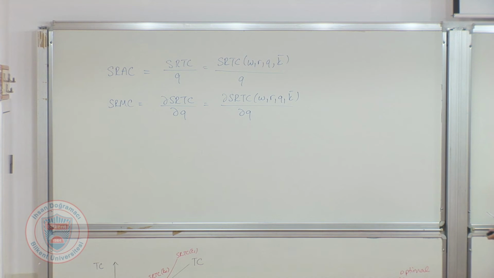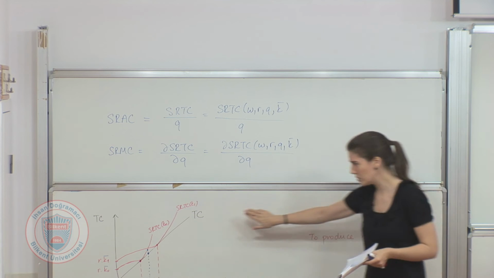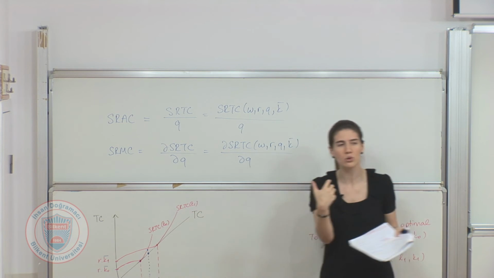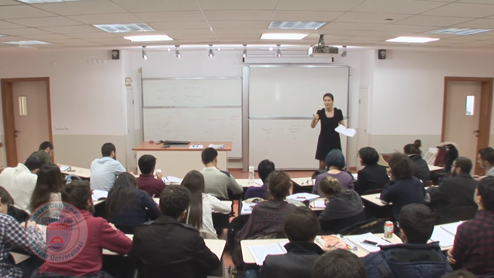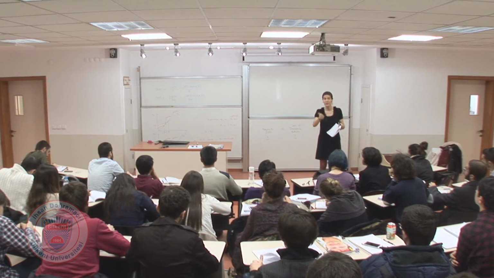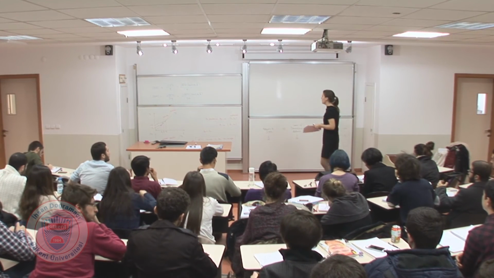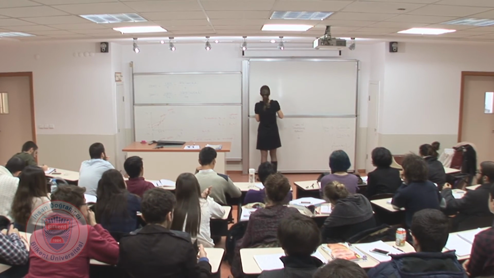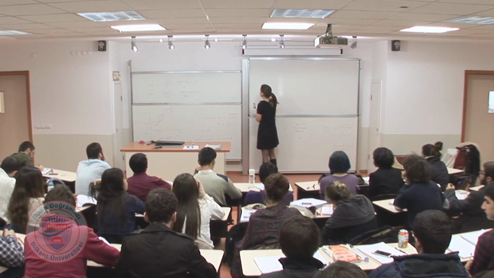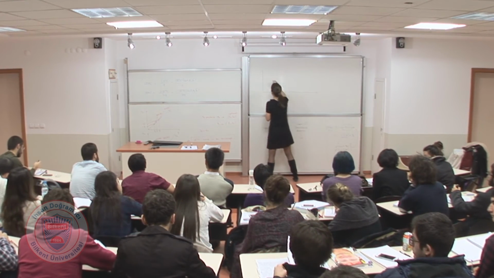So now let me draw the relationship. Here I drew the relationship between the total cost curve and the short run total cost curve. Now let me draw the relationship between the long run average cost and long run marginal cost curves, and the short run average cost and short run marginal cost curves, okay? So now let's do that. We're going to have this graph. Again, it's not going to be very pleasant, but let's see.